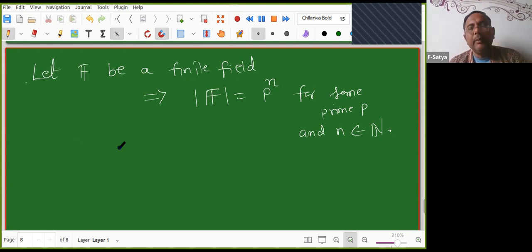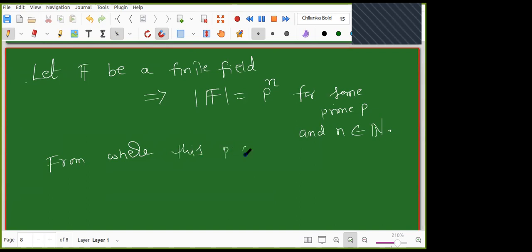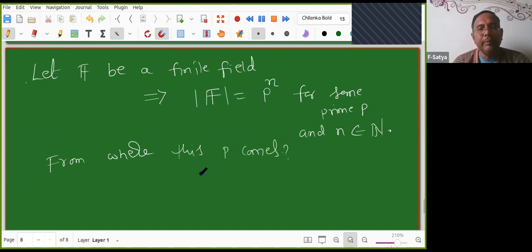Right. So now coming to this. Let F be a finite field. From where does this p come? I'm writing it so that in future also you look at these notes and see where this p comes from. Naturally you will ask me from where this p comes. Can you answer that? Characteristic. Yes, correct. So simple, right? From the characteristic.